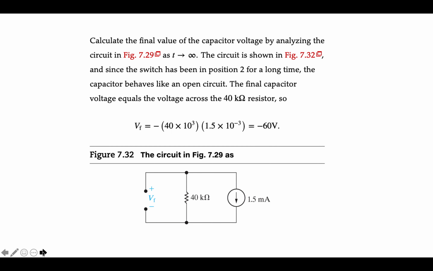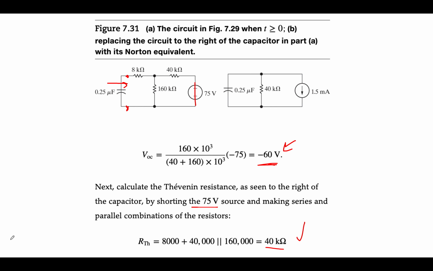Okay, now we're ready to calculate the final voltage. So for the final voltage, we replace that capacitor with an open circuit. Now they've done this with the Thevenin, or the Norton, that they already calculated. You could just as easily have done it with a Thevenin, where the entire Thevenin voltage would appear across the terminals. Let's go back and look at that circuit. Here's the circuit. Let's do some erasing.